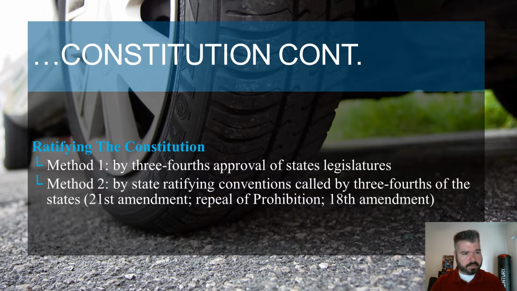So, for method 1, approval by 3/4 of the state legislatures is required. Once the House and the Senate agree to amend it, we have to have 3/4 of the state legislatures agreeing to this amendment. Under method 2, again, we have not used this method, but it is by state ratifying conventions called by 3/4 of the states, as with the 21st Amendment, the repeal of the Prohibition, 18th Amendment. So method 1 is the method we've used, and this is how it's done. The House and the Senate propose a new amendment to the Constitution. It gets sent to the state legislatures, and we must receive 3/4 approval in order for the Constitution to be amended.